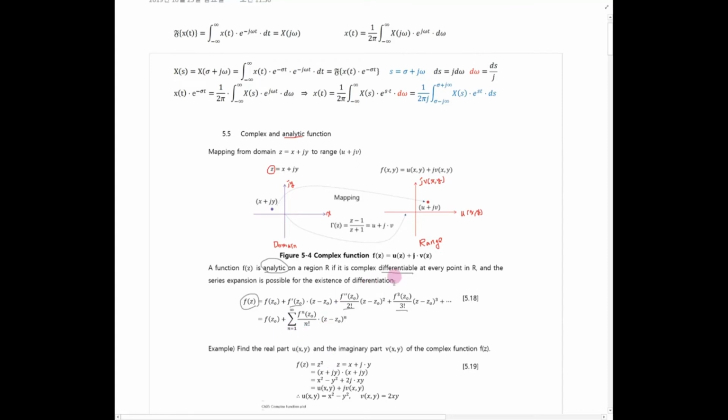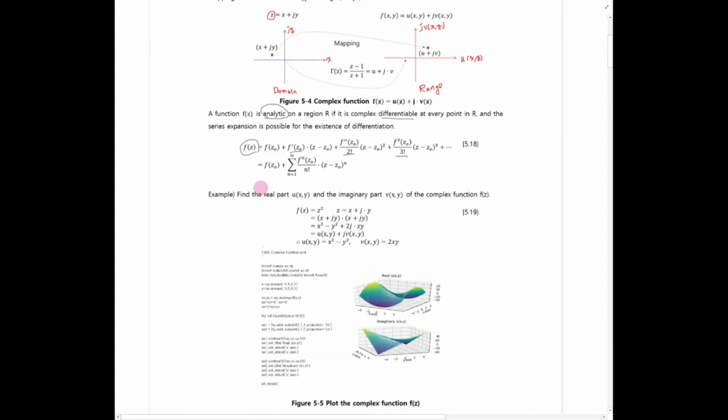Okay, here is an example. The f(z) is defined as z square. So z is x plus j y, and this is the domain. By taking the square, x plus jy times x plus jy will give x square minus y square. That's the real part. And the imaginary part is 2 times jxy.